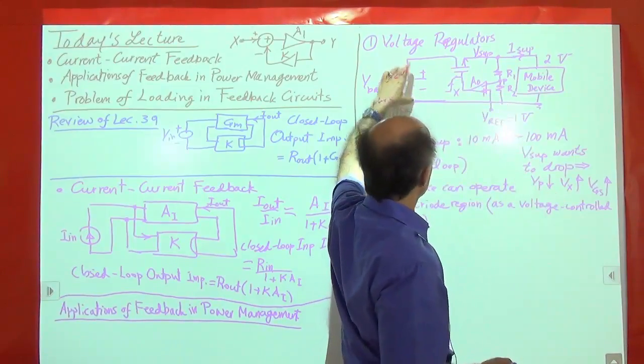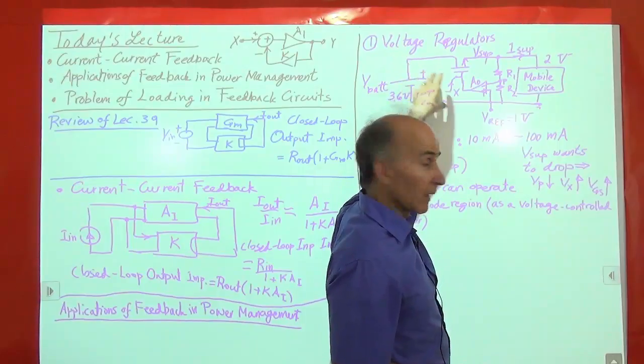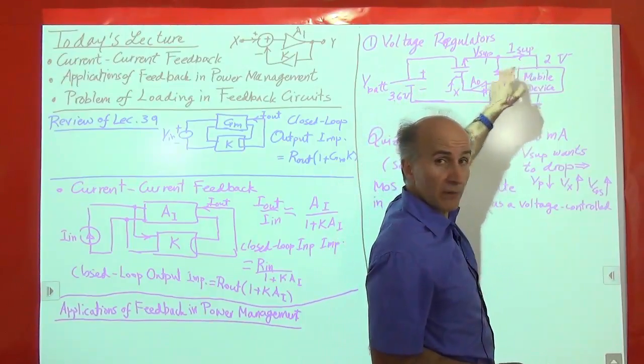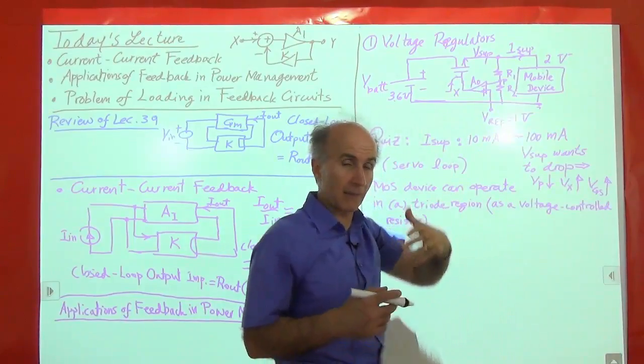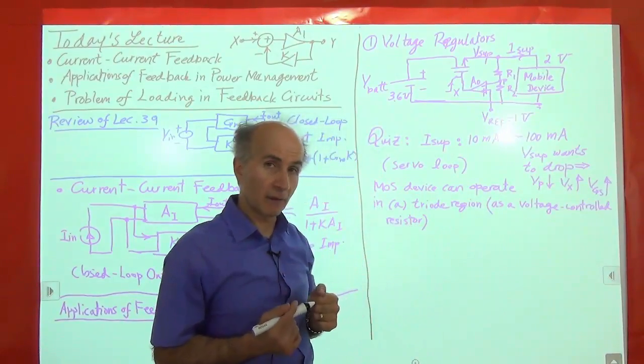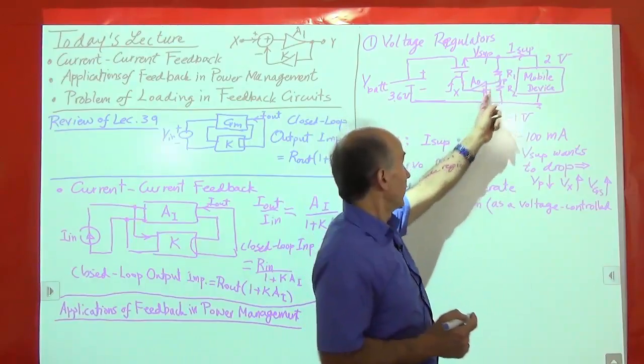Or if this voltage goes up and this voltage has to be 2 volts, I increase this resistance so that I have more voltage drop, right? So that's why it's a voltage dependent resistor controlled by this feedback loop.